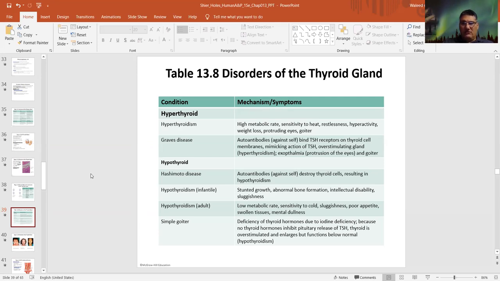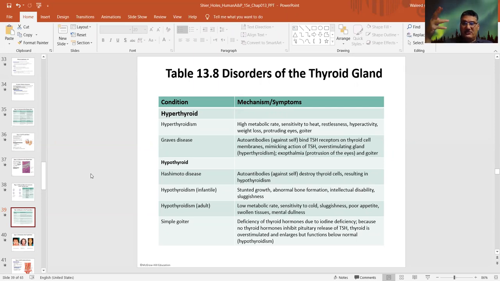Number one, if you know the function, you know the hyperfunction. I already gave you the function. So if you have hyperfunction, what's going to happen? It is already increasing the metabolism. Metabolism is going to increase more. It is already making you active. You will become hyperactive. It's already increasing your body temperature.